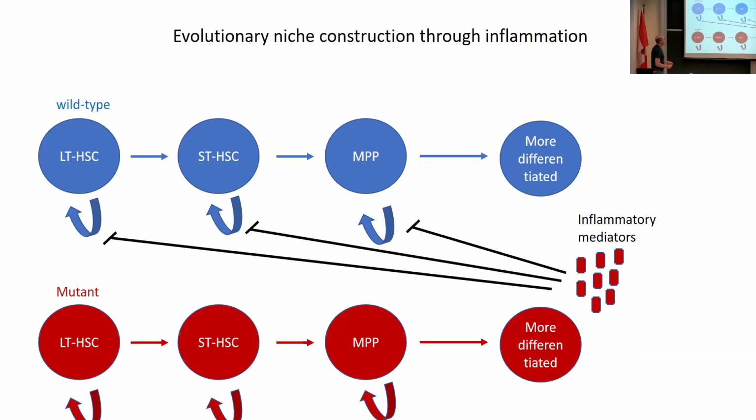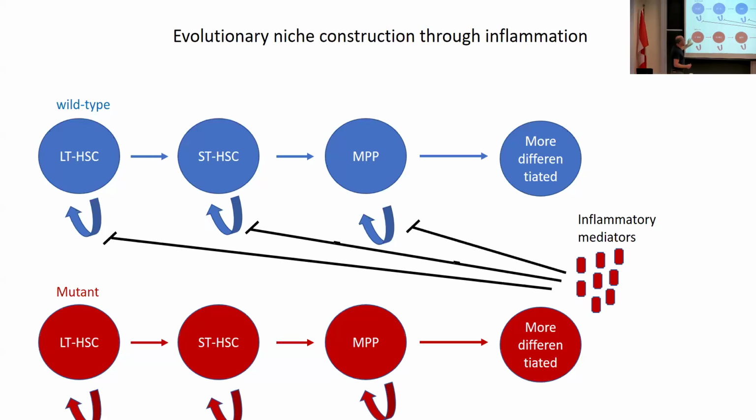So the way it works for the mutant is you've got the stem cells, and eventually they give rise to the more differentiated cells. These more differentiated cells produce inflammatory mediators. That's a characteristic of these mutants that has been experimentally documented. And it has been further documented experimentally that these inflammatory mediators reduce the self-renewal potential of the wild type stem cells, but they don't affect the self-renewal probability of the mutant stem cells.